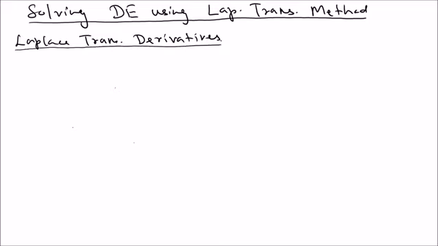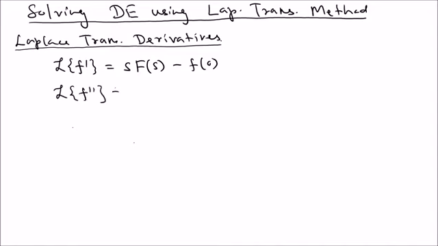We know these results, so the Laplace transform of the first derivative is s F(s) minus f(0). Laplace transform of the second derivative is s squared F(s) minus s f(0) minus f prime(0). You can see the first term is positive, everything else is negative. That's something you can remember. So if you write the third derivative, you can just keep doing it.